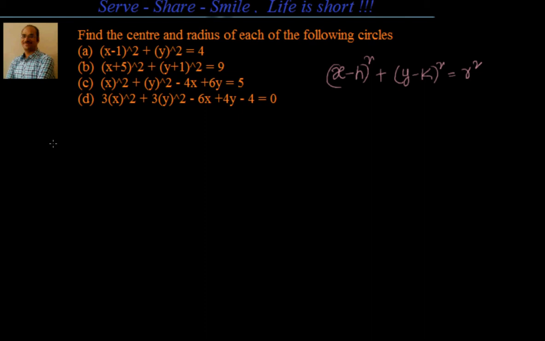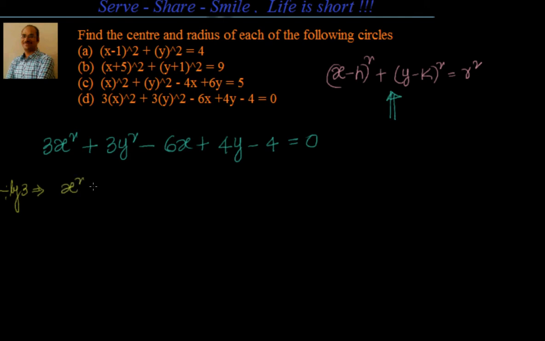We have to find out the center and radius of 3x square plus 3y square minus 6x plus 4y minus 4 equal to 0. Now again, this equation is not in the form of x minus h whole square plus y minus k whole square equal to r square. So I have to compare this. So again, I will be leveraging the completing the squares method. So my first step will be to divide by 3. You know that whenever you want to do complete the squares method, you should have the coefficient of x square and y square equal to 1. So I divide by 3.